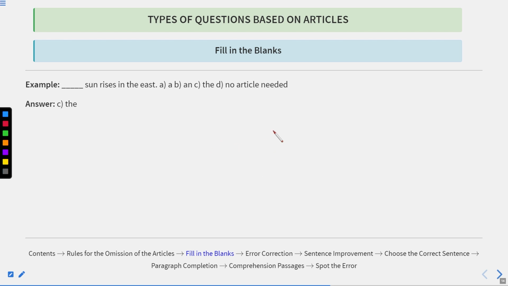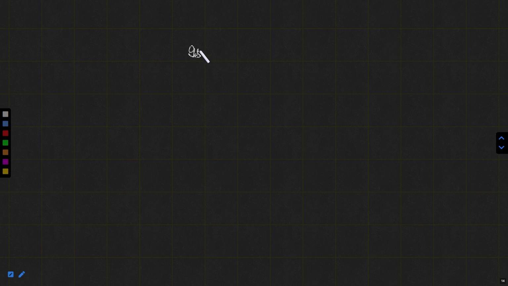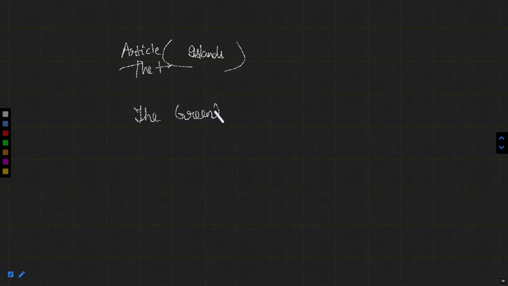Just remember one thing, whether we talk about the name of any proper noun or name of any place, any river, anywhere. And yes, one more thing, if we talk about the names of islands, we should use the article the before them. For example, the Greenland, and the Andaman and Nicobar Islands.